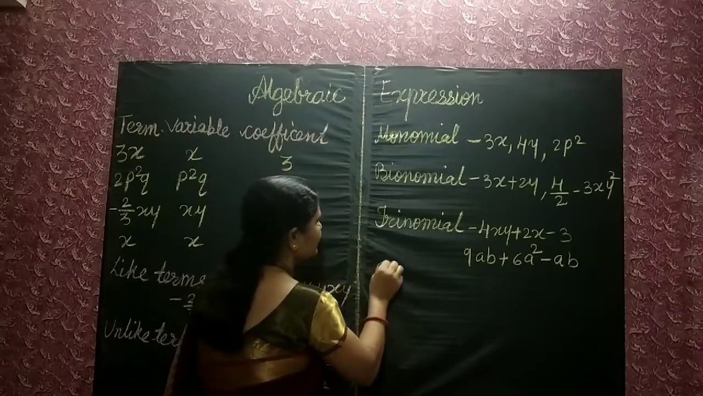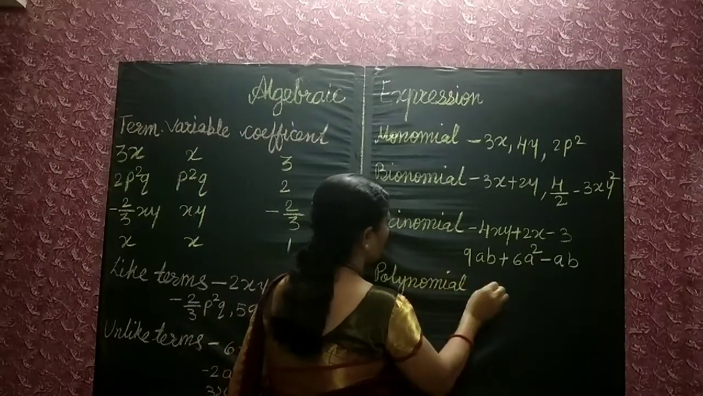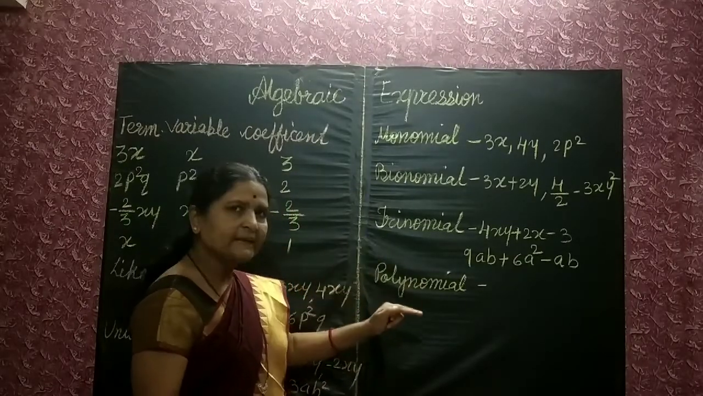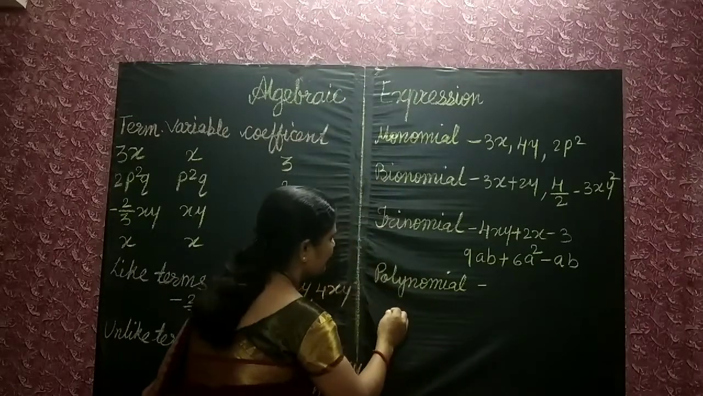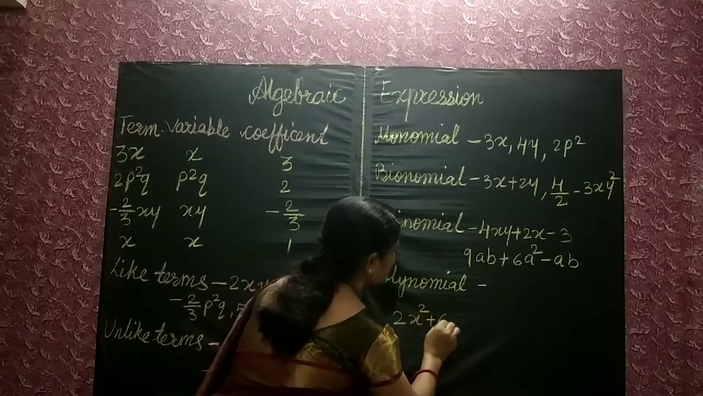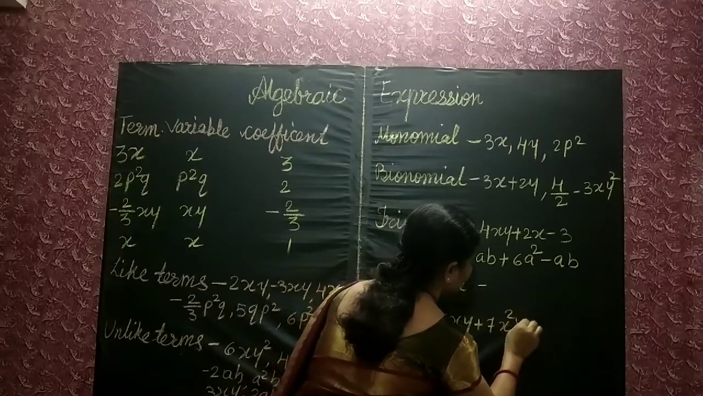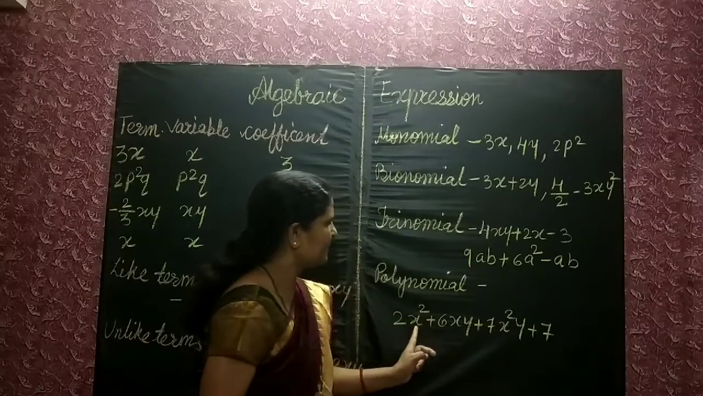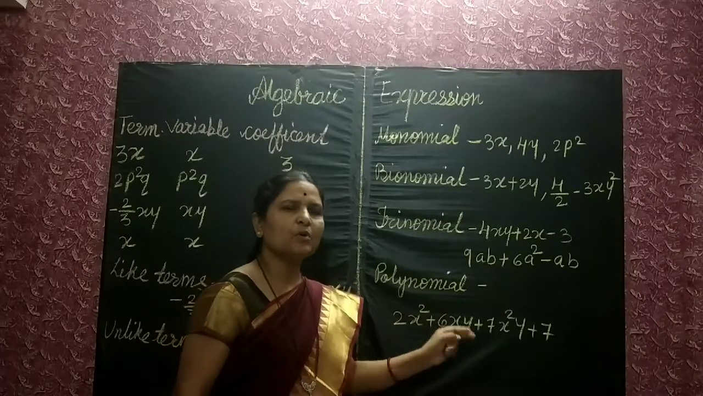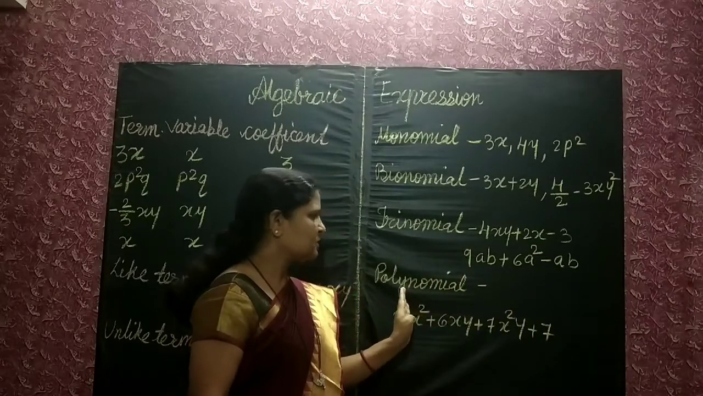Now the last one: polynomial. Polynomial means the expression having more than 3 terms. See, here I will write 2x square plus 6xy plus 7x square y plus 7. Like 1, 2, 3, 4 terms we can see. Polynomial means having more than 3 terms, meaning 4 terms, 5 terms, 6 terms, like this. It is called a polynomial.